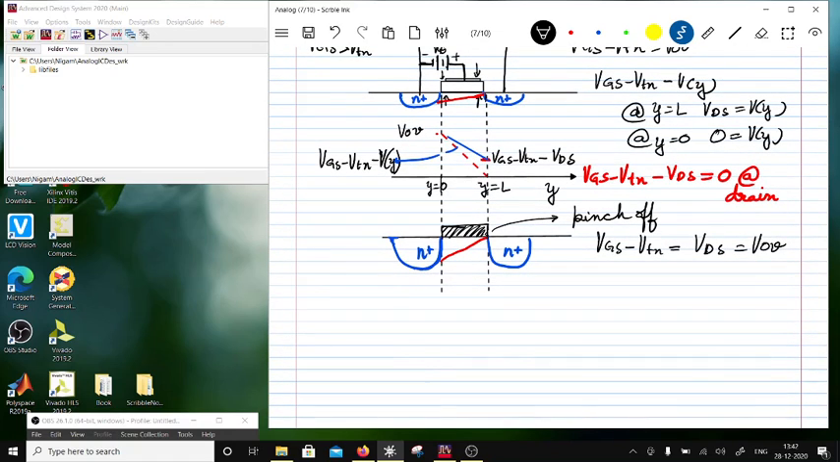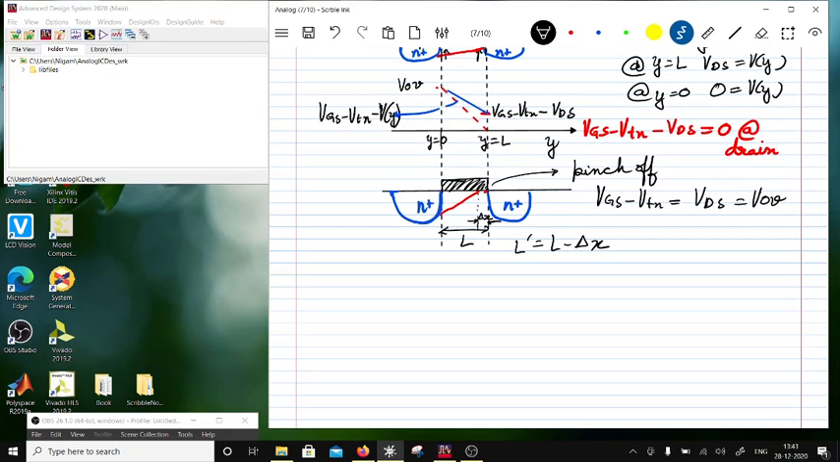Now the total length of the gate is L. If you keep on increasing VDS, then the detachment point will move to the left, right? And then there would be a modulation of the length. So this is delta x. So the length has become L dash, L minus delta x. So this is referred to as channel length modulation.